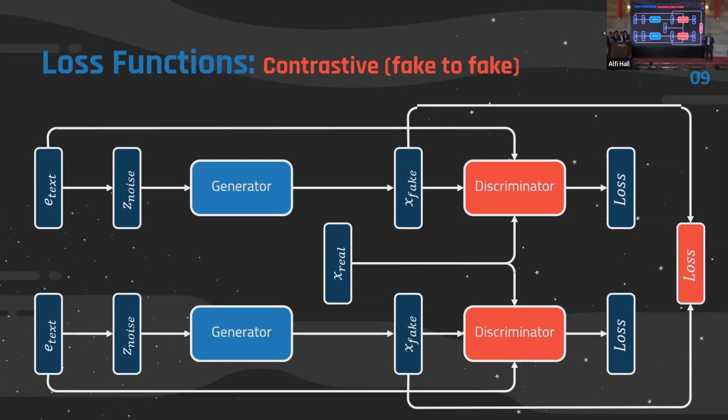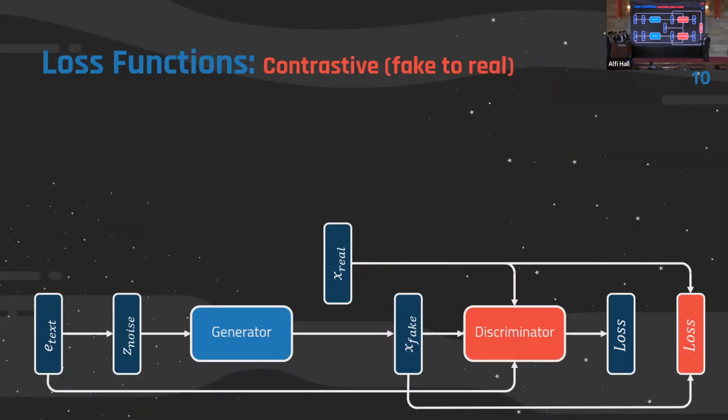So if they are similar, the generated images should be the same or close to each other, and if they are different, they should be contrasted. We further want the generated images to have a distribution similar to the real distribution of the images, and for this we introduced fake-to-real contrastive learning, which basically does the same thing, but with the generated image encodings and the real images from the dataset.